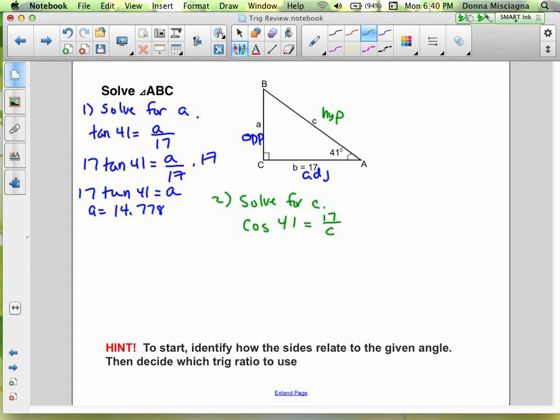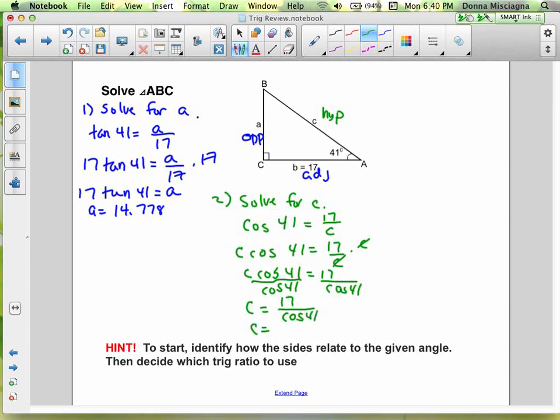We need to get C out of the denominator, so we'll multiply both sides by C. So we have C cosine 41 equals 17 divided by C times C. The C's will cancel. So now we have C cosine 41 equals 17. But we're not done solving. We're not done isolating. We have to divide both sides by cosine 41 to isolate C. So C is equal to 17 divided by cosine 41. Let's plug that into a calculator and find out how much C is.